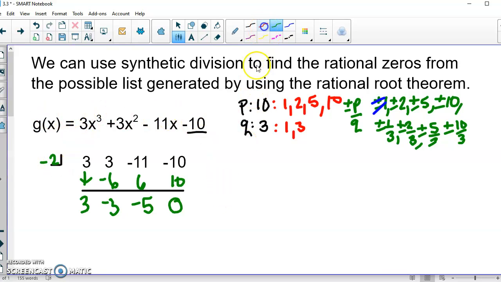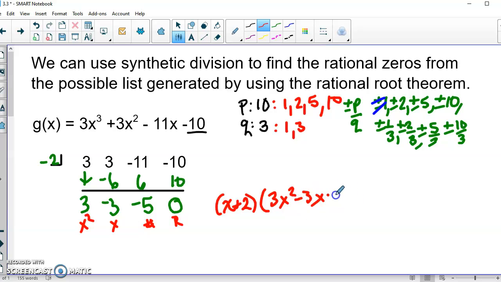So in factored form, what I have at this point is x plus 2. And then, remember, the remainder row goes constant, x to the first, x squared. So this would be 3x squared minus 3x minus 5. The first thing I would check is whether this is factorable. If it's factorable, I'm going to go ahead and factor it, because that's typically quicker than using the quadratic formula. For the sake of time, I am going to tell you this is not factorable.